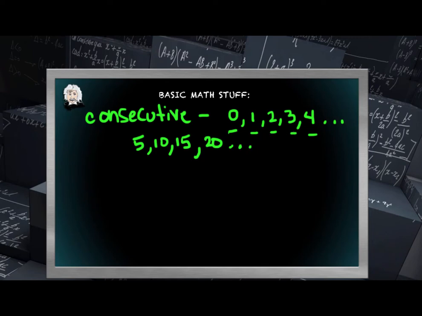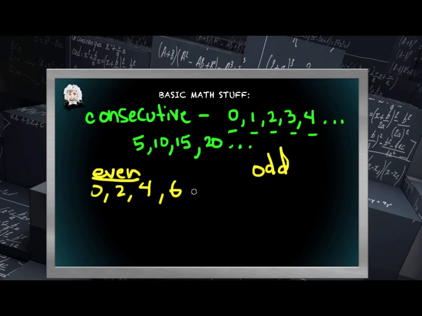Yet another way we can think of numbers is even or odd. The only difference is even numbers are divisible by 2, or it's a multiple of 2. So 0, 2, 4, 6, these are the even numbers. They're divisible by 2, or they're multiples of 2. And note, 0 is an even number. 2 times 0 is 0.